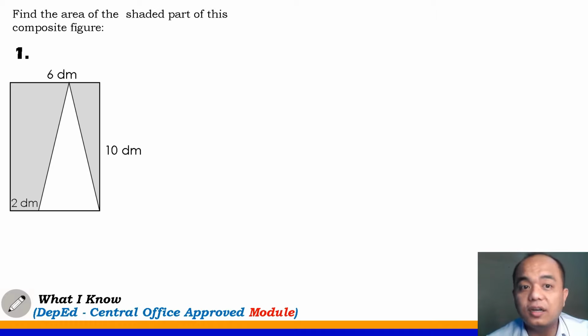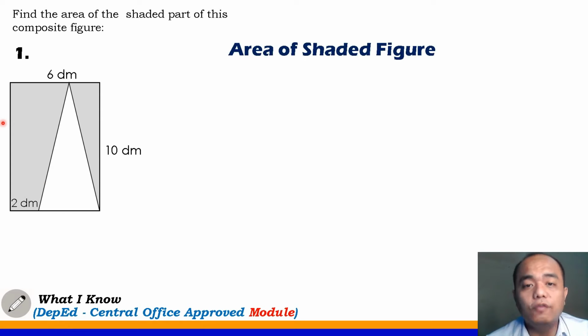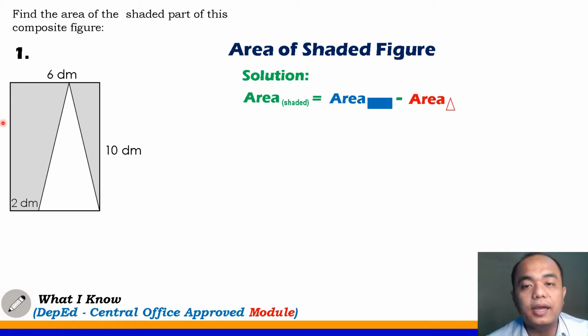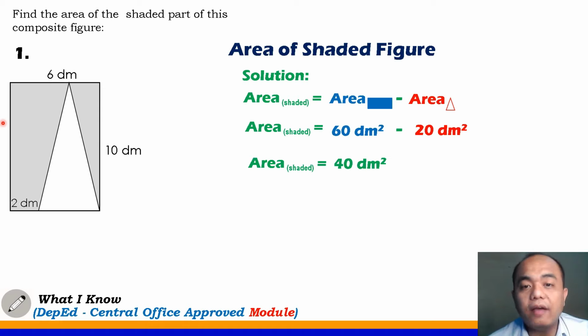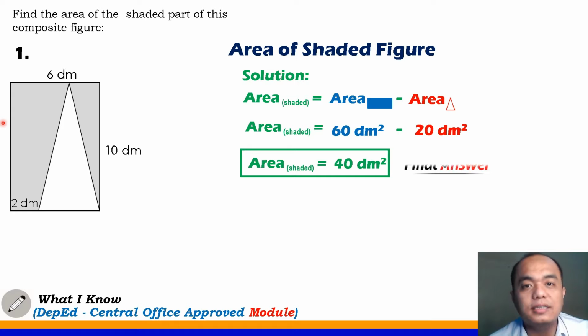Yes, subtraction. Since we are required to solve for the shaded part here, then we will solve for the area of the shaded figure, which is equal to the area of the rectangle minus the area of the triangle. And then, we have 60 square decimeter and we have 20 square decimeter. Then the area of the shaded part becomes 40 square decimeter. So this is now our final answer.